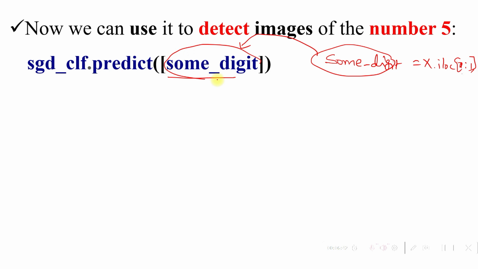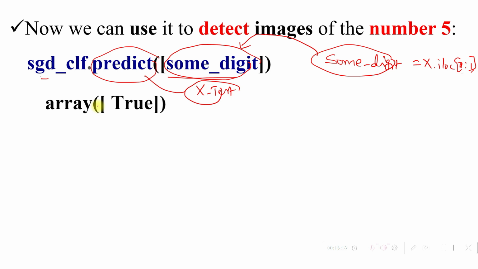Now this variable, some_digit, acts as our x test data. Using this x test data, we are going to predict with our classifier model. After we run this program, we get the value True. Why is it True? Because the first instance in the x data set has the class label 5.